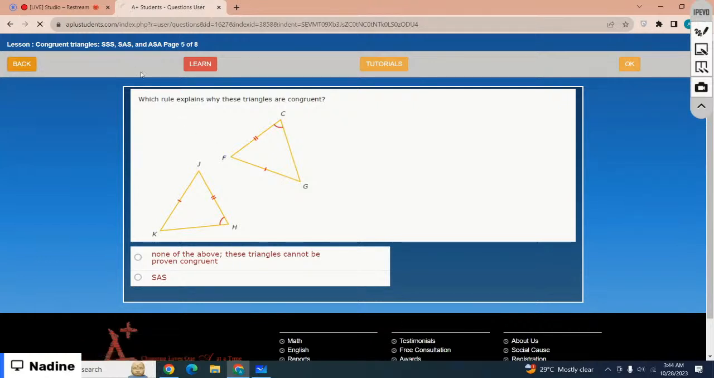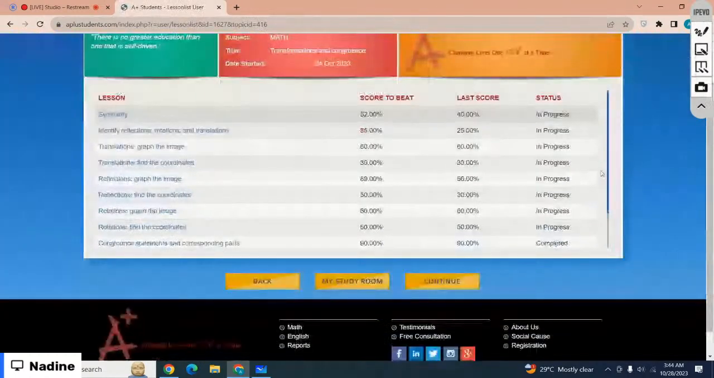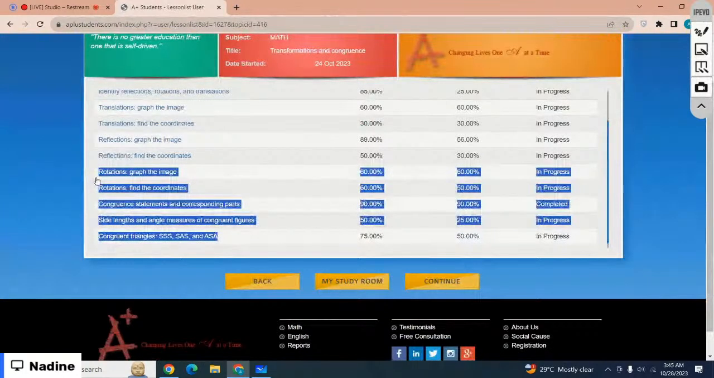Okay, you can complete the lesson by yourself later today. So we were working on grade 8 math. The chapter we're working on is transformations and congruence. And the lessons we have covered today are rotations, graph the image, rotations, find the coordinates, congruence statements and corresponding parts, side length and angle measure of congruent figures, and congruent triangles, side side side, and angle side angle. Right? Okay, you can complete the lesson by yourself.